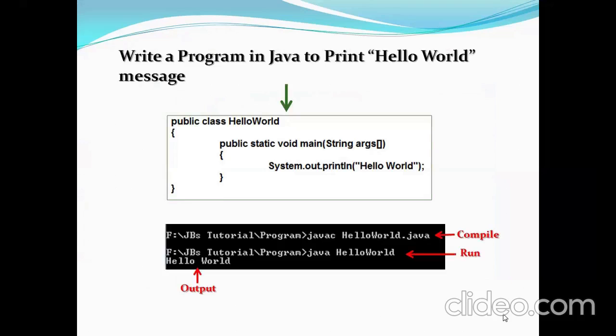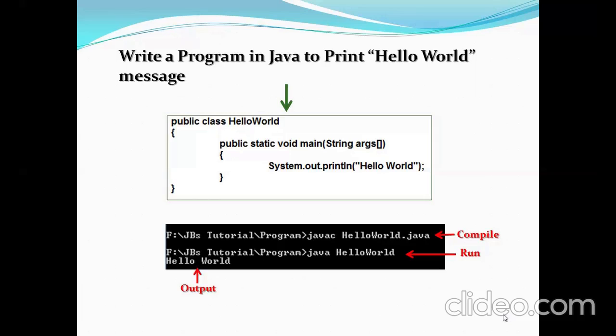So I have written public class HelloWorld. This is the class name. The class name here is HelloWorld, and we have to save the program with the class name, that is HelloWorld.java. Wherever you saved it, it doesn't matter. Wherever you store it, you can retrieve it by simply going to that particular location and compile it.